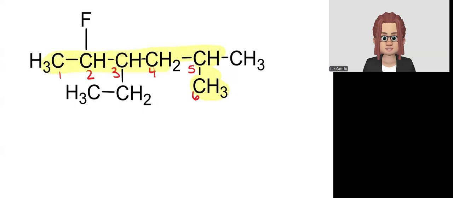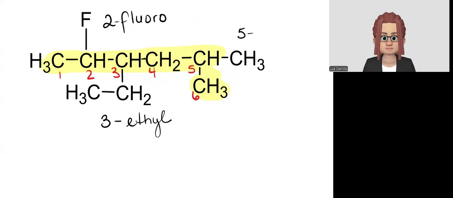Anything outside of that main chain is called a substituent. So when I go and name my substituents, on carbon number 2, I have a fluorine, so that is called a fluoro group. On carbon number 3, I have a CH2 followed by a CH3, that is called an ethyl group. On carbon number 5, I have a CH3. That means that is a methyl group.